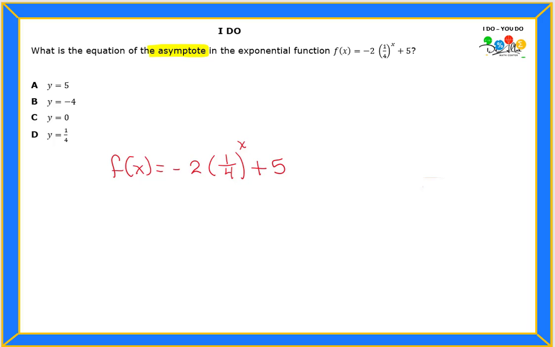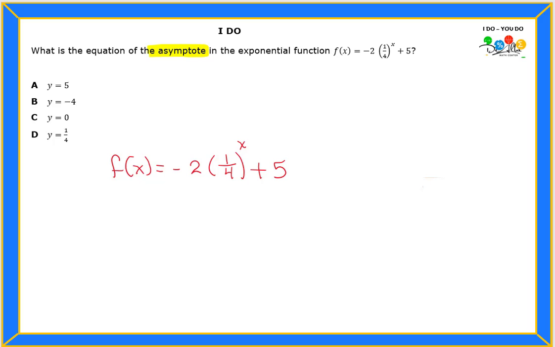What I'm going to ask you to do is forget about the plus 5 and focus on the rest. How would that look if I was to graph it? What is it that each of those elements will do to my function? Well, the function itself will approach 0, but now we have a plus 5.